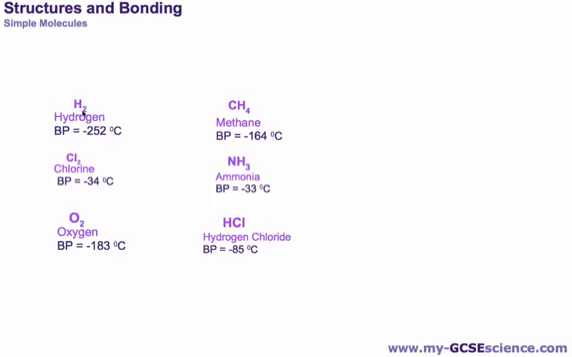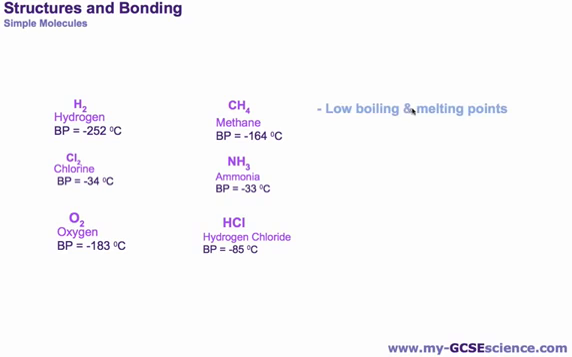Now here are some simple molecules that we've studied before in a previous video. These are substances whose atoms are held together by covalent bonds. The word molecule means a substance whose atoms are joined together by covalent bonds. There are a couple of features that you need to know about these simple molecules, and those are as follows.